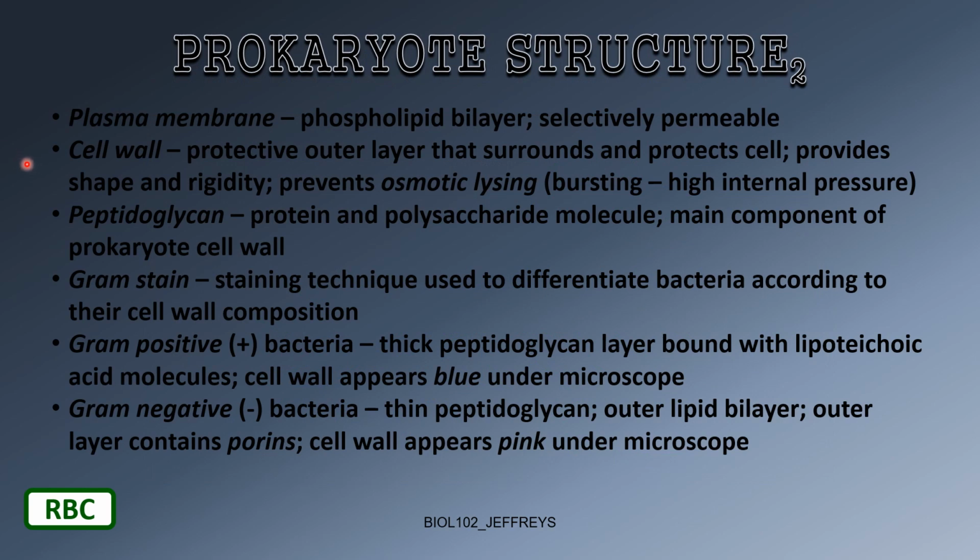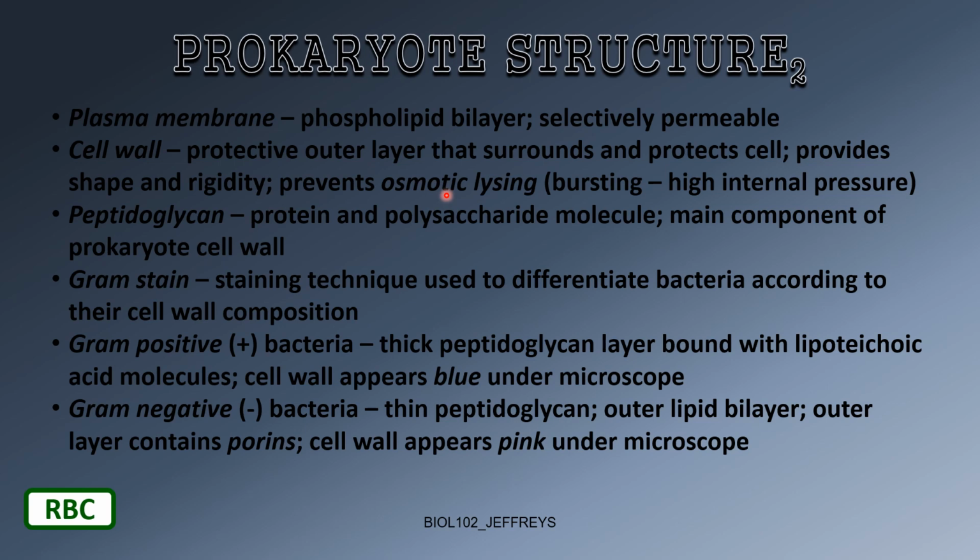So all bacterial cells have a plasma membrane. It's a phospholipid bilayer. It's selectively permeable, just like the membrane around your cells. And all bacteria have a cell wall. Now that cell wall varies a little bit, and we'll look at the structure to differentiate various bacterial cells based on cell wall in a minute, but the cell wall is a protective outer layer that surrounds and protects the cell. It provides shape and rigidity, so it makes that little cell more firm, like a little brick, if you will. And it prevents osmotic lysing.